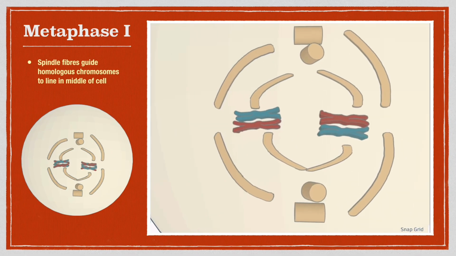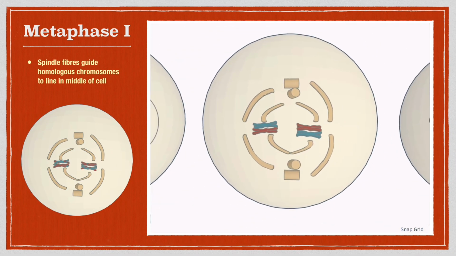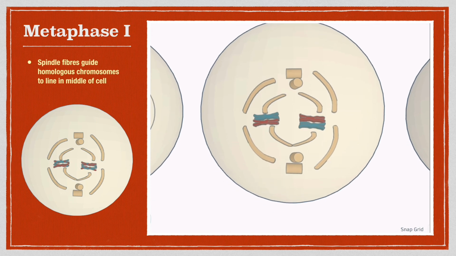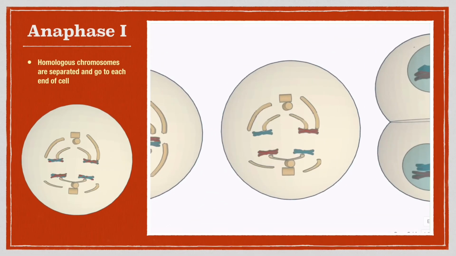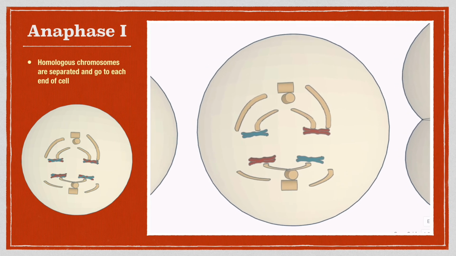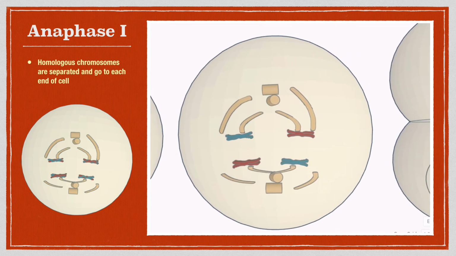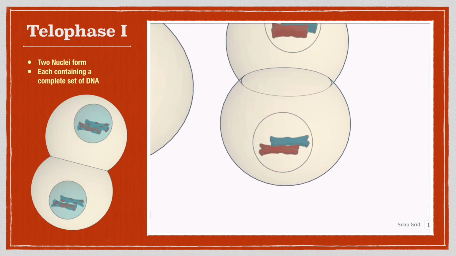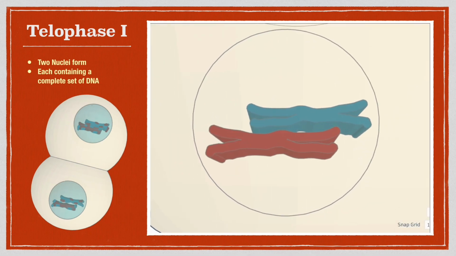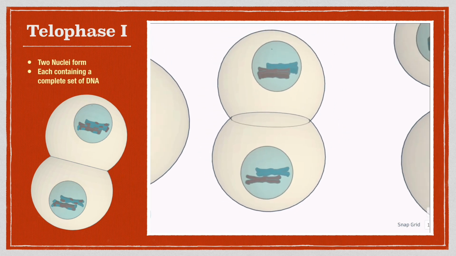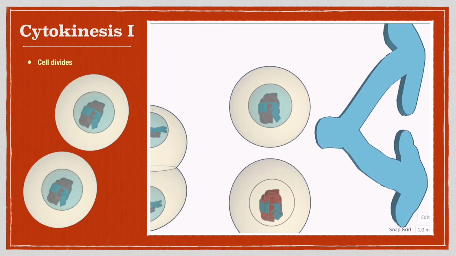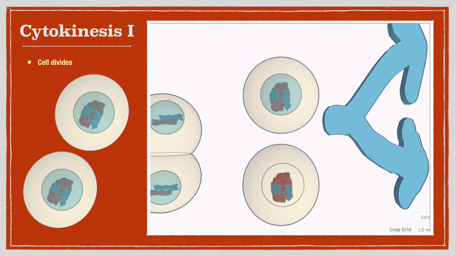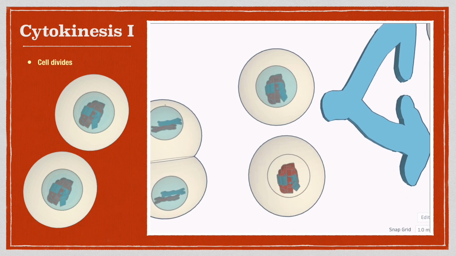In metaphase I, the spindle fibers guide the homologous chromosomes to a line in the center of the cell. In anaphase I, the homologous chromosome pairs are separated and go to each end of the cell. In telophase I, 2 nuclei form, each containing a complete set of DNA. In cytokinesis I, the cell divides, creating 2 diploid daughter cells.